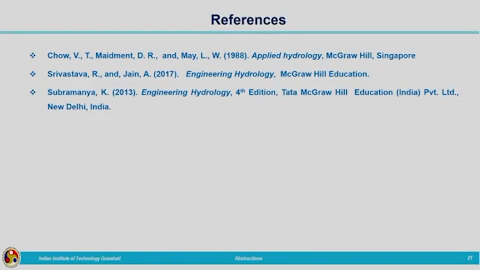So, here I am winding up this lecture, and related to these topics, you can go through these reference textbooks, and in this lecture we have covered different methods to compute the abstractions. First 2 methods, that is the phi index method and the runoff coefficient method, can be utilized in the case of gauged catchments, that is, we should have the value corresponding to the runoff depth.